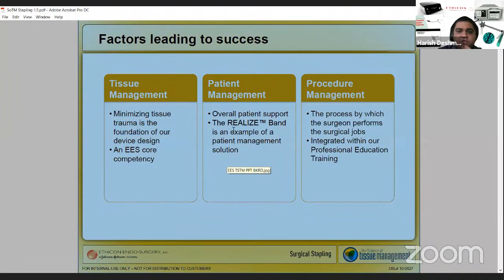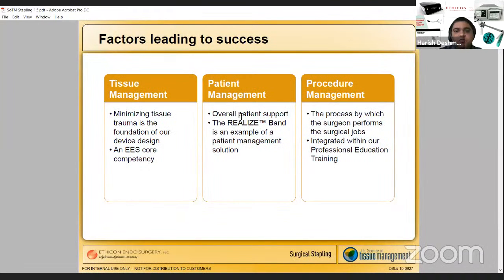Overall, we also have patient management, patient support as well. We have a brand called Realize, which is for patient management solutions. When it comes to the procedures, we are the best judge for the procedures basically. We are integrated within our system also, where we try to incorporate systems that help the surgeons get trained in the latest procedures or latest techniques of the particular procedure.